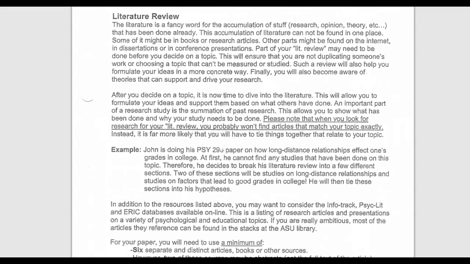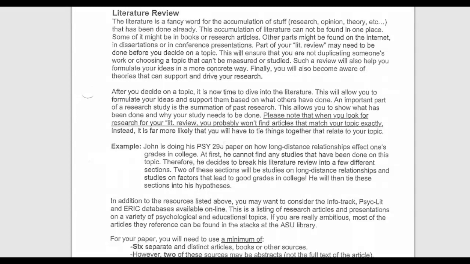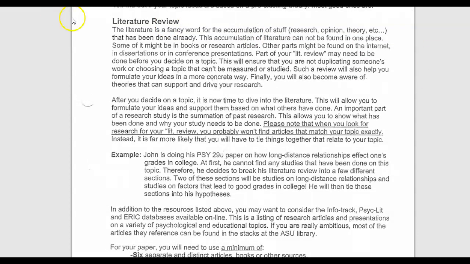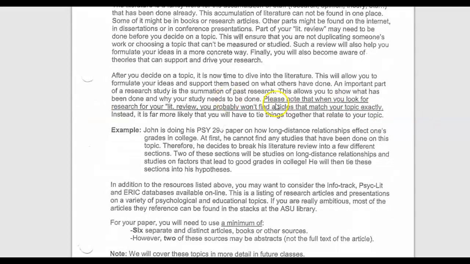Next thing, I'm scrolling down a little here to show you the rest of the page, the literature review. That's a fancy word for all of the stuff that has been written about your topic already. Since this is a psychology research methods class, the literature review will be mostly articles. Research articles. Yeah, you could find other stuff, book chapters and dissertations, but mostly articles. So here's an important point. Right here, you are probably not going to find exactly your topic, and that's okay.